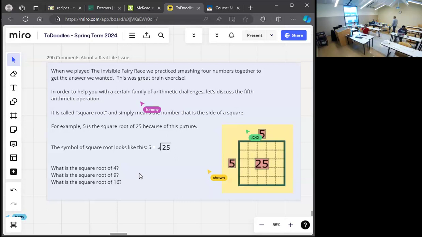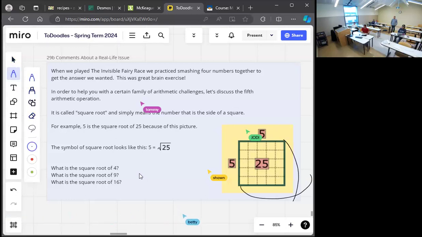For this next challenge, we need one more piece of jargon called square root. And square root just means the side of a square. So if I had a square with 25 things in it, there we go. The side of that square is 5.